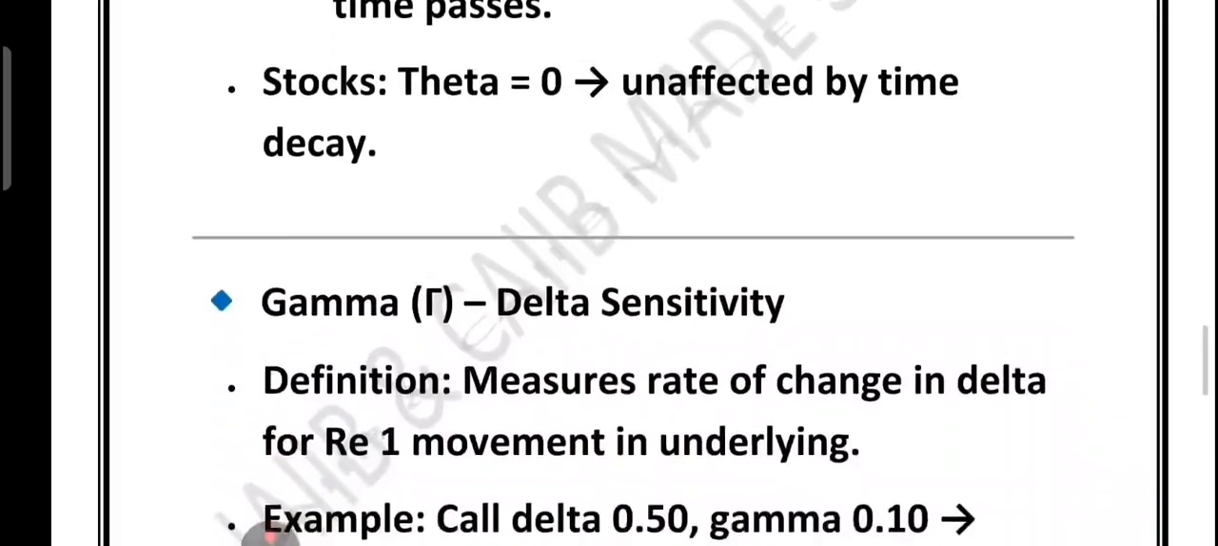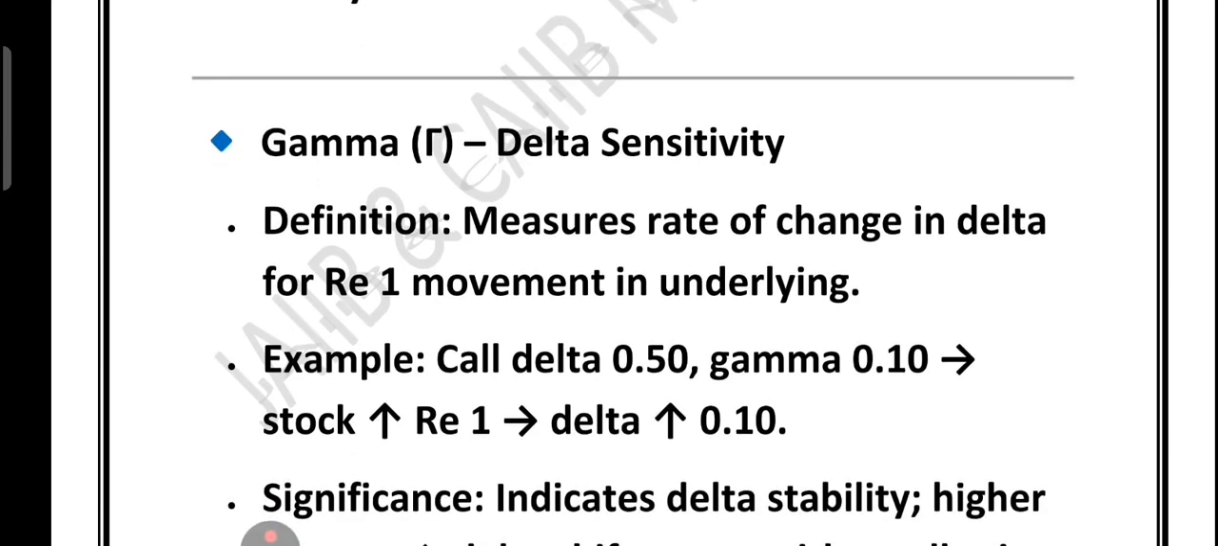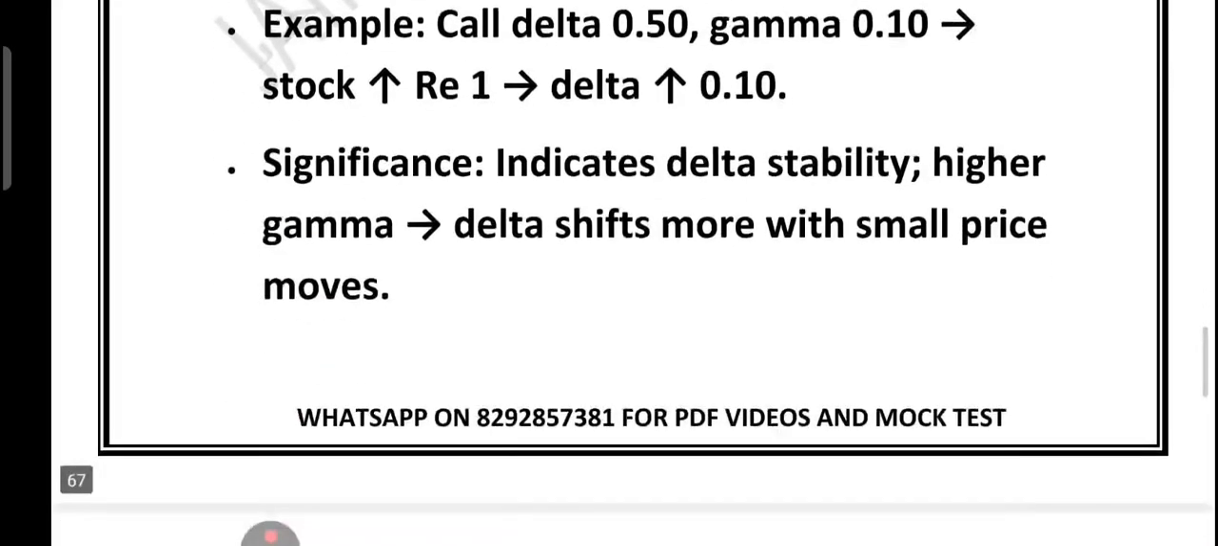And gamma is called delta sensitivity, which means it shows how delta changes when the underlying moves 1 rupee. For example, suppose call delta is 0.50 and gamma is 0.10. It means if the stock increases by 1 rupee, delta increases by 0.10. The trend is very simple: it peaks for at the money options, is lower for in and out of the money options, and increases as expiry nears.